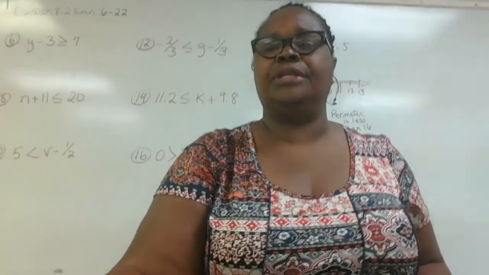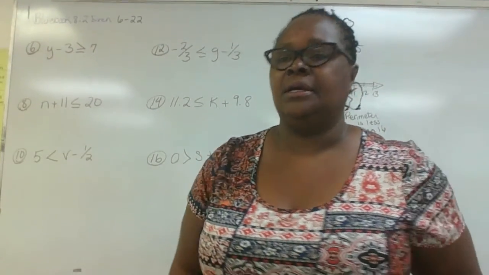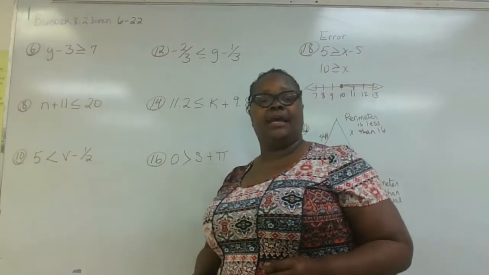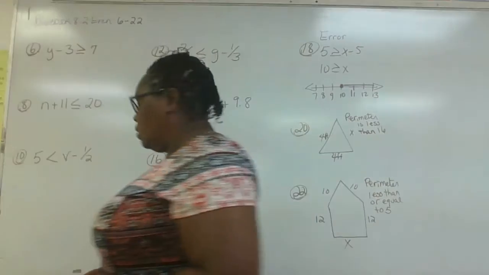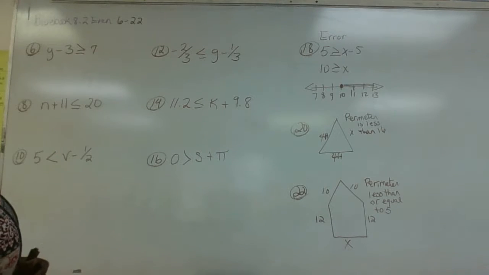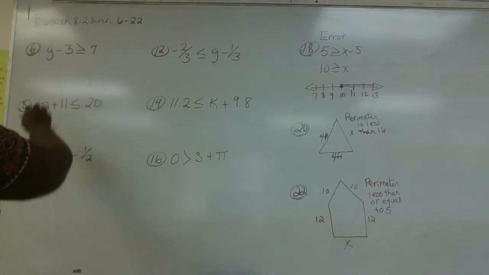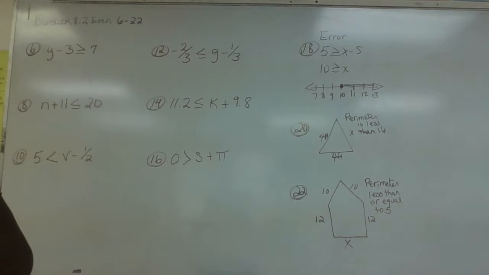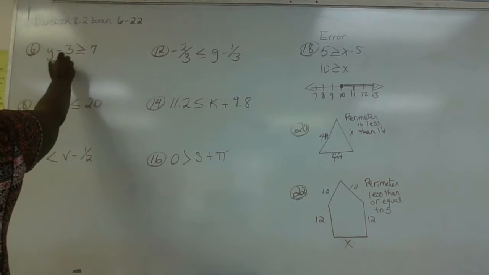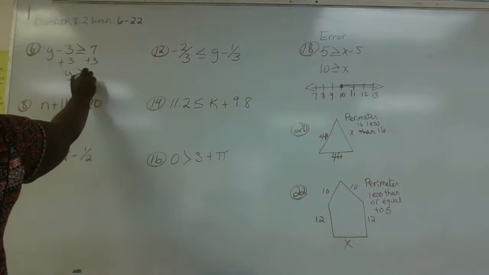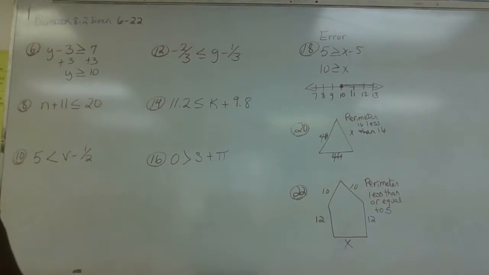We're starting out with number 6. Number 6 says y minus 3 is greater than or equal to 7. So we are going to isolate our y as we have been doing all year long. By removing the 3, you're taking the inverse. Instead of subtracting 3, we are going to take the inverse and add 3 to both sides. And therefore y will be greater than or equal to 10 in this case.